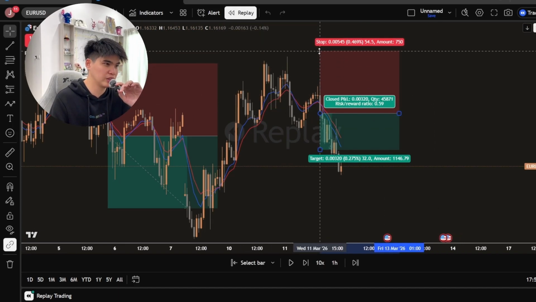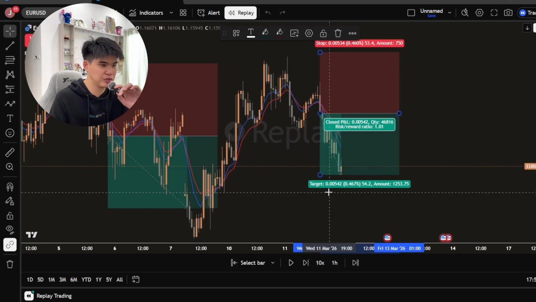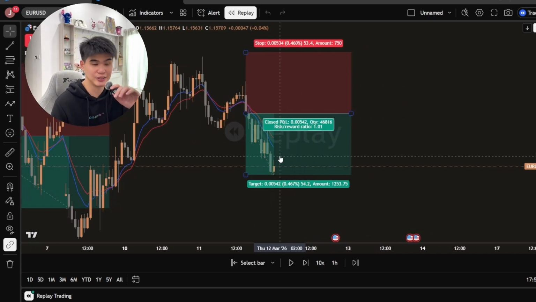And I drag my stop loss slightly above my previous high, about 53 pips. And I also drag my take profit 53 pips here. Oh, congratulations. This is also a take profit.